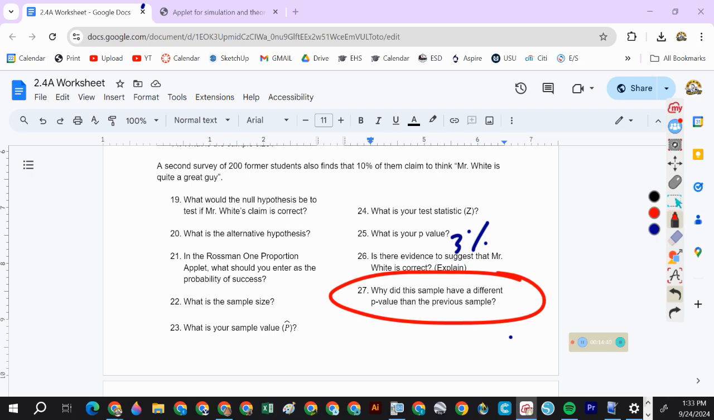Why did we get a different answer? Why does having more people in our sample create a smaller p-value? Okay? It comes down to this. If you want to win in Las Vegas, should you play a lot of times or once? Once. Why? So, the house has an advantage. So, in every single game, the casino is expected to win.